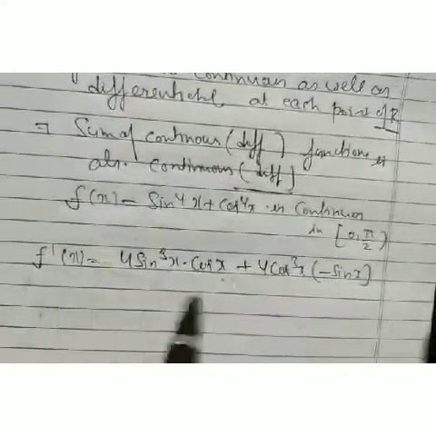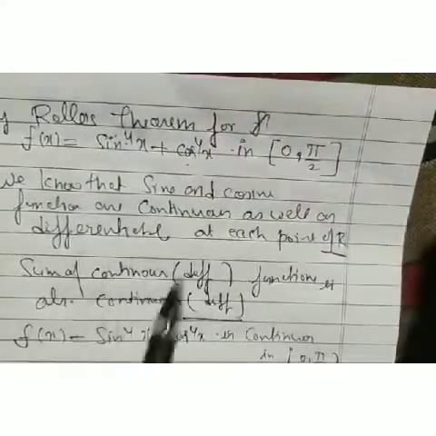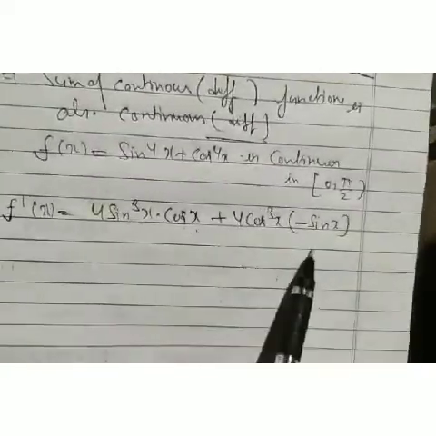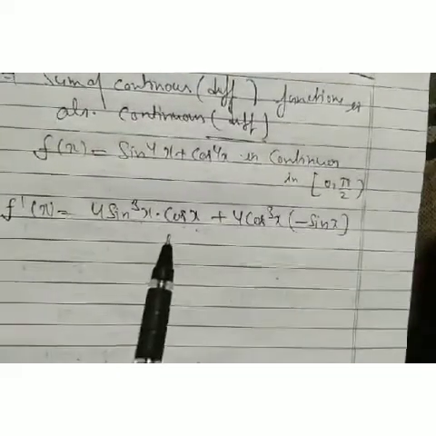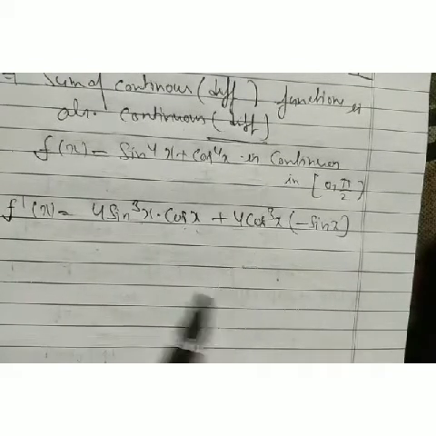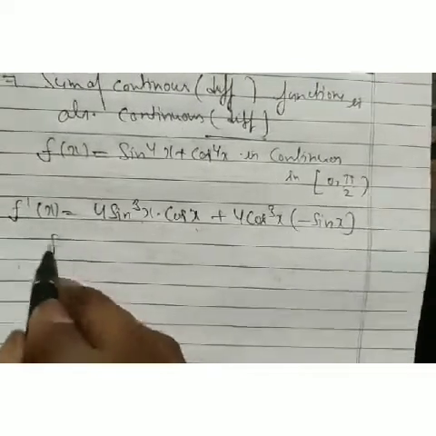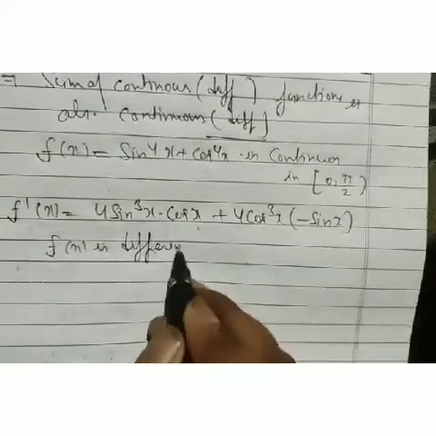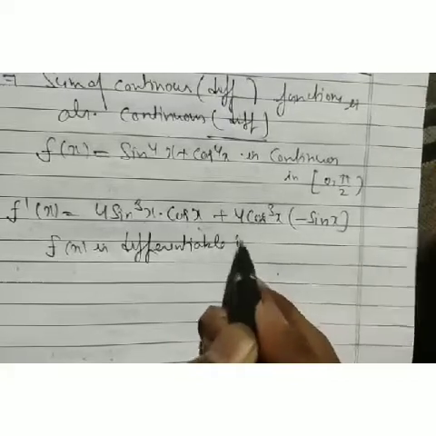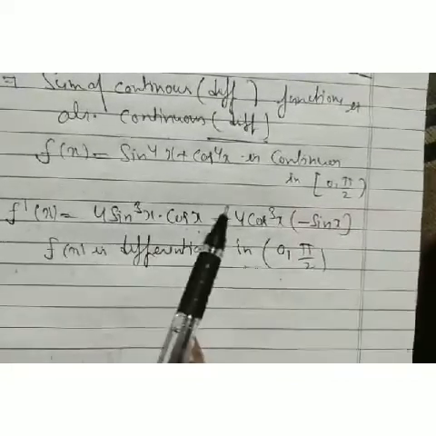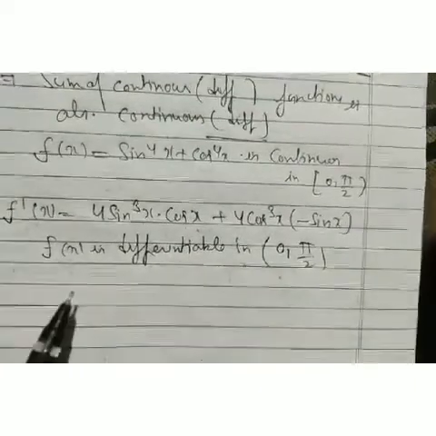sin x. Now if you want to write this in the theory manner, first of all we find its derivative. Then we mention that since it's differentiable, it implies it's continuous there. Now our f(x) is differentiable in the open interval 0 to pi by 2. Our function is continuous and also differentiable there.